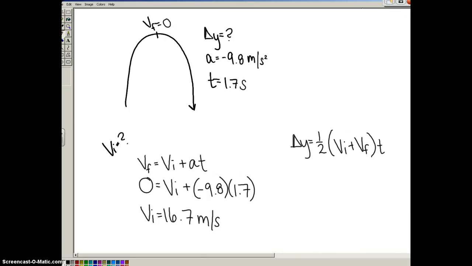Plugging in the values that we had for this trip, we will have that delta y will equal, we can turn a half into 0.5 if we like, and our vi we said was 16.7, our vf was 0, and our time was 1.7 to make it to the top. Doing some algebra, we would find out that the delta y in this case would be 14.2 meters, indicating that it rose 14.2 meters up into the air. We're going to use this piece of information in the next part where we solve for their speeds as they fall.